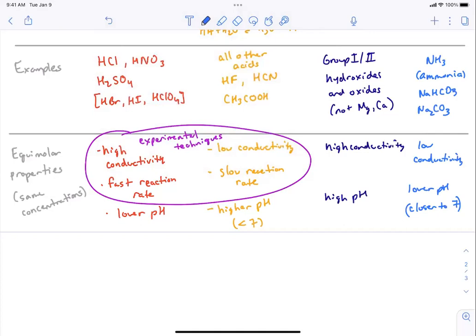I guess it's also possible they could ask you to compare a strong acid versus a strong base. But you couldn't do conductivity there because strong acid and strong base should have the same conductivity. So you have to do something like a reaction, like you'd have to add something to it, and whichever one reacts with it, that would be your acid.